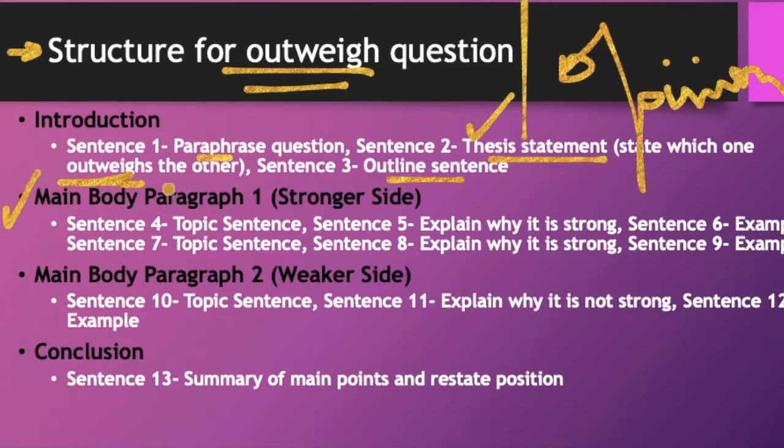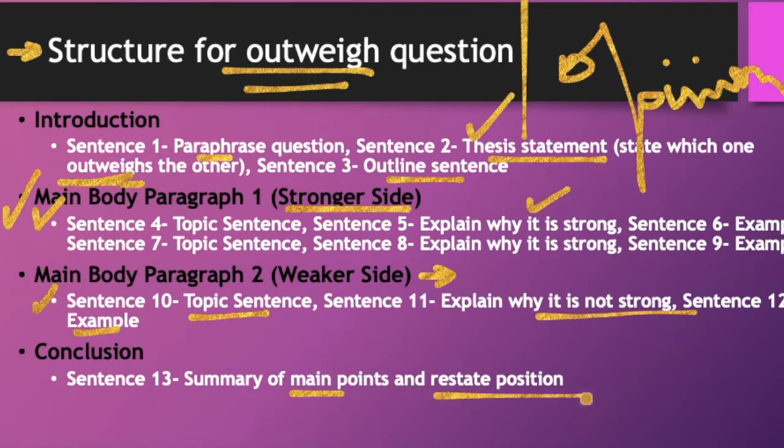Then you come to the main body paragraph 1, which is your stronger side. So if it is your disadvantage side that is stronger, then you have to make this the bigger one. You can talk about the advantages in the first paragraph itself and the disadvantages in the second, and then you talk about why it is strong. And as you see, we have to include at least 2 or 3 points in the stronger side, right? So this should look like a bigger paragraph and this should look like a small one, where you talk about the topic sentence, why it is weak or why it is not strong. Then you give the summary of the main points and restate your position.